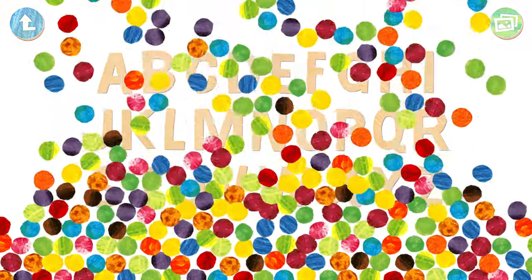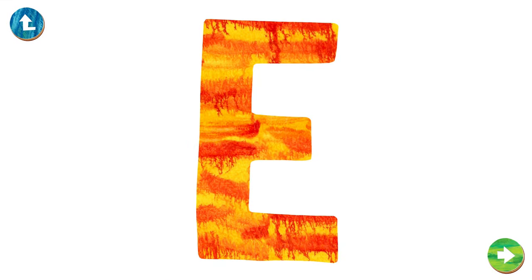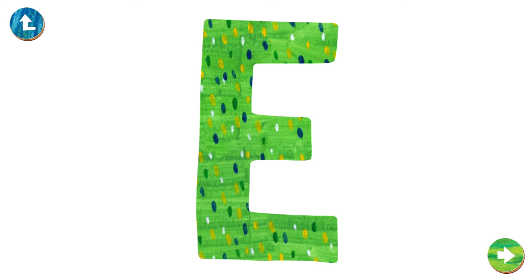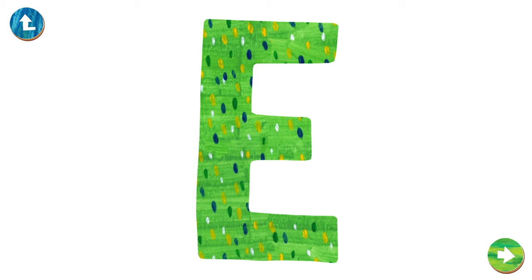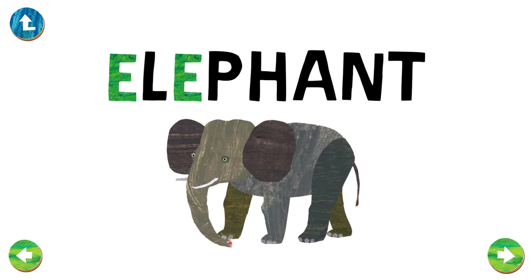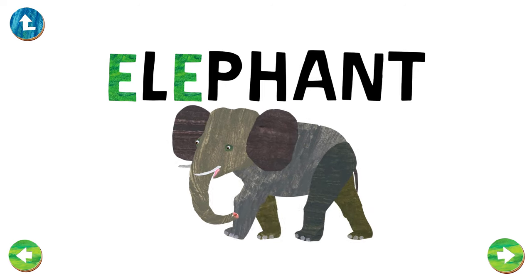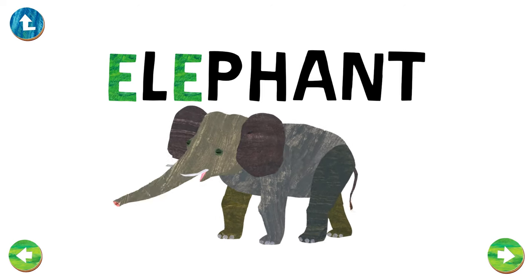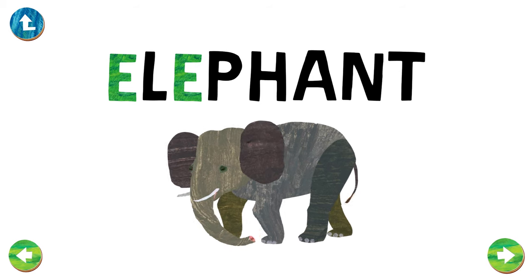E. This is the letter E. E makes the sound E. E is for elephant. Elephant. E. E. Elephant.